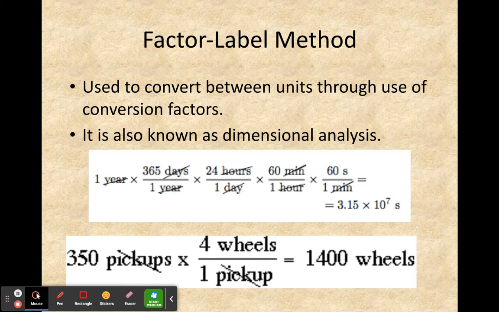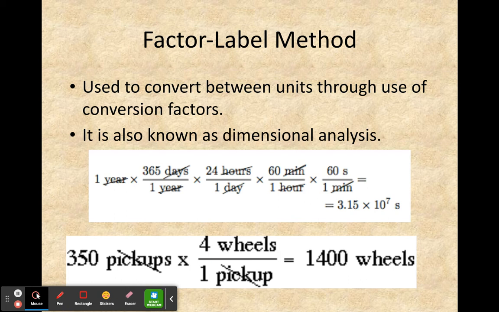So if you were trying to find out how many seconds in a year, you take 1 year, and they actually should have written it over one. They didn't do that, but times 365 days, times 24 hours, times 60 minutes, times 60 seconds to find that it is 3.15 times 10 to the 7th seconds in 1 year.